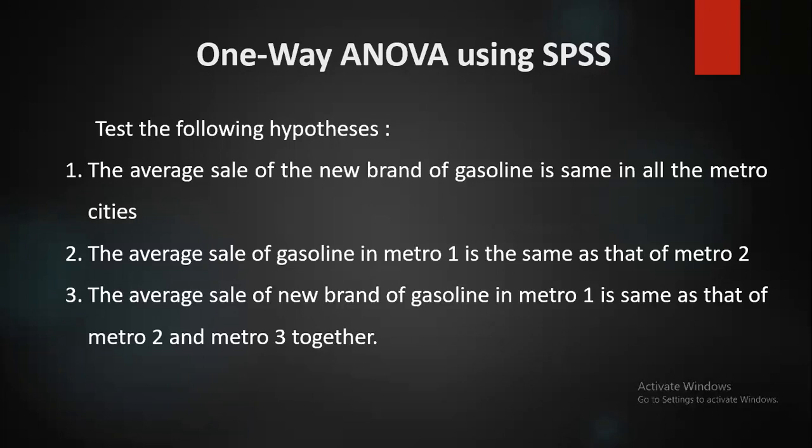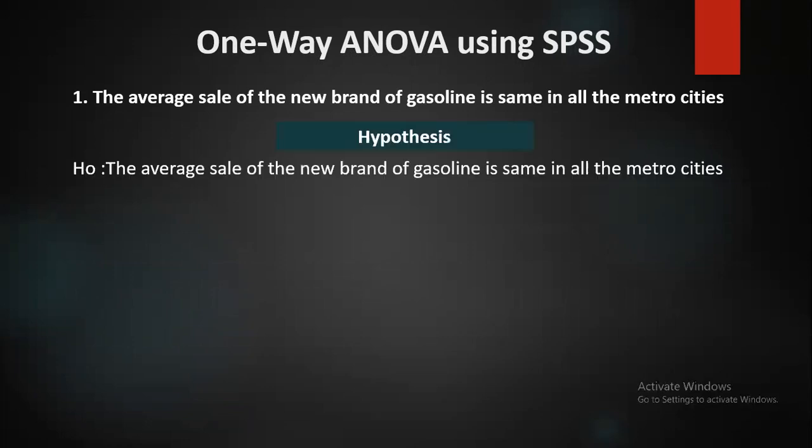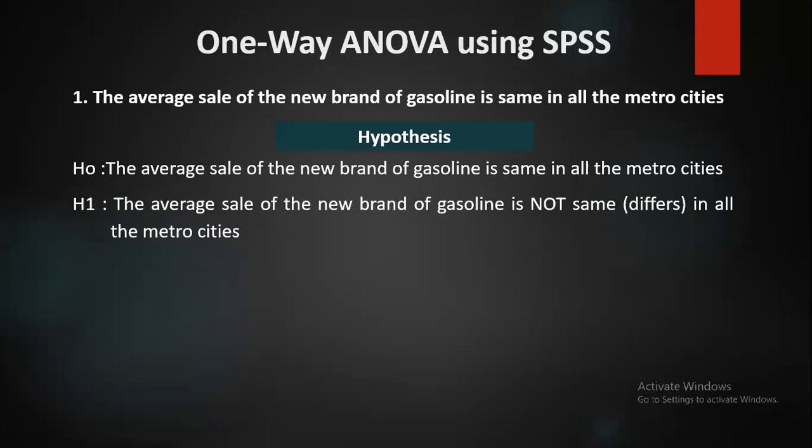Okay, so let's begin. Take our first hypothesis: the average sale of new brand gasoline is the same in all the metro cities. So the null hypothesis states that it is the same in all the metro cities, and the alternate is that it is not the same, or it differs, in the 3 metro cities. This is how we have stated the hypothesis.